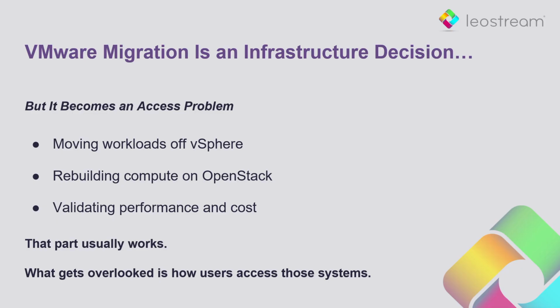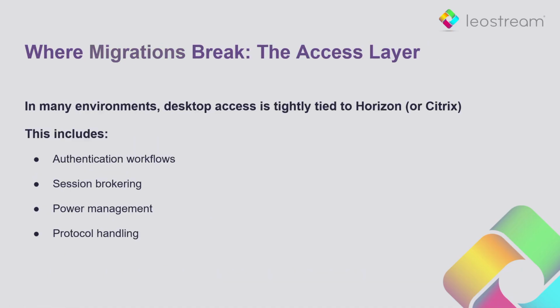Now, what if your VMware infrastructure is running VDI, however? Now it's not just about migrating the infrastructure, it's also about migrating the access. What we have seen in many of these vSphere environments is that the access is being controlled by either Horizon, now owned by Omnissa, or by the Citrix solution that's out there. That includes and controls your authentication workflows for your users. It's doing all the session brokering to the desktops, handling power states, provisioning, protocol. All of this comes with that Horizon or Citrix.